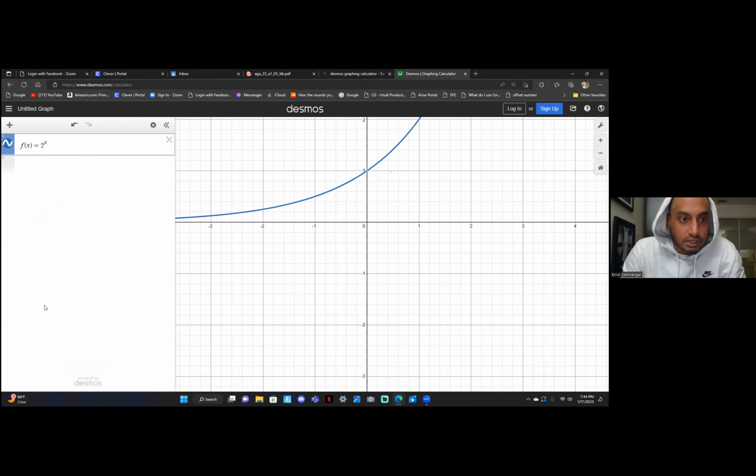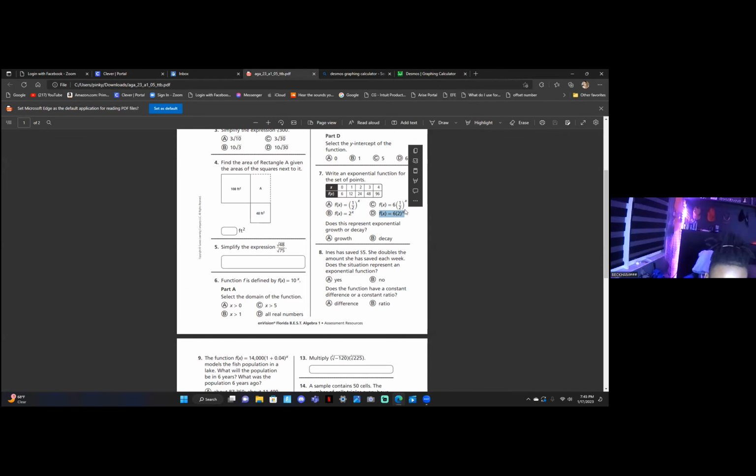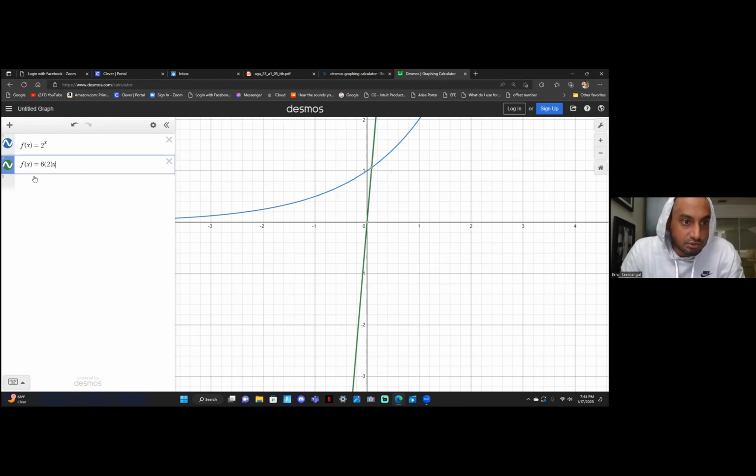Okay, that's what that one looks like, and then type in the other one. Just put a 6 in front, or copy and paste it. Okay, change that x to an exponent.